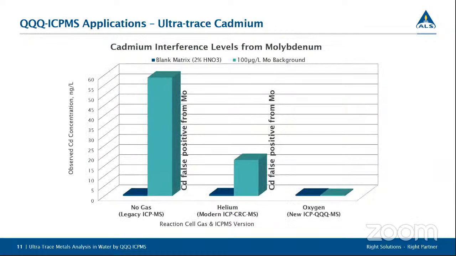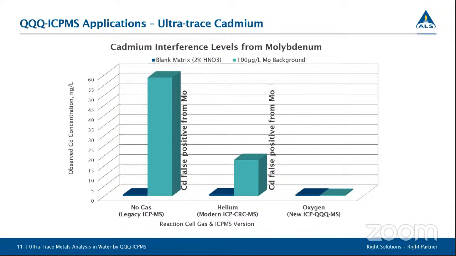So this chart illustrates the impact of molybdenum interference on cadmium, and how improvements in ICP-MS technology have reduced the interference over time. The amount of observed interference is directly proportional to the concentration of molybdenum. So if 100 microgram per liter molybdenum causes a 60 nanogram per liter interference on cadmium, we would expect the interference from 50 micrograms per liter molybdenum to be about 30 nanograms per liter in cadmium.